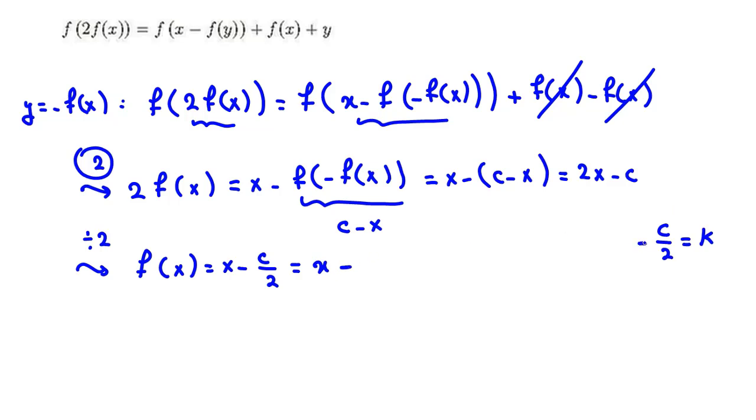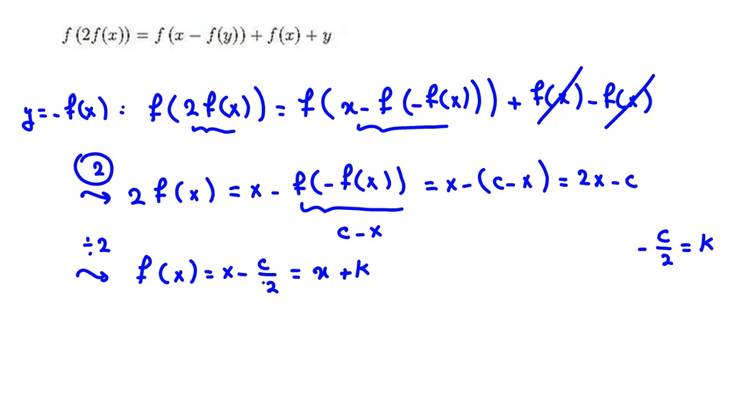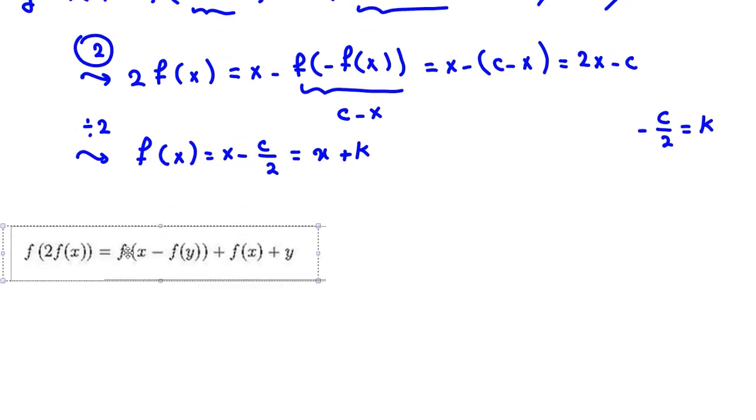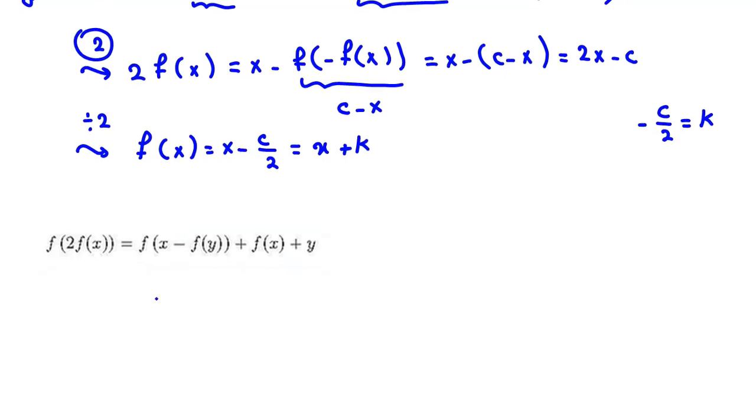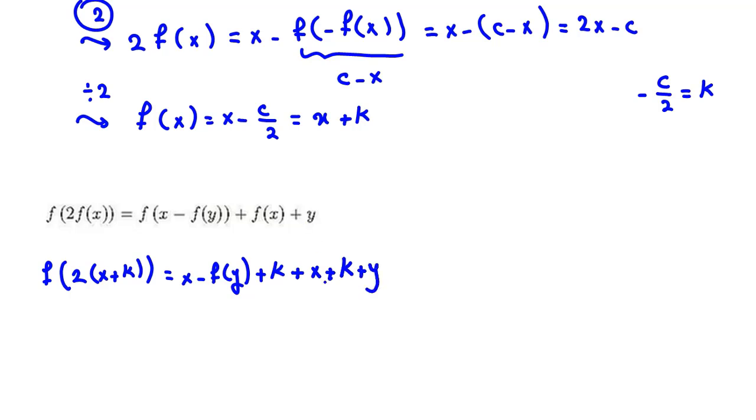So here it will be x minus k. Okay, or let's do something. Consider k equals negative c over 2. It will be x plus k. Now that we've reached here, f of x equals x plus k, I want to again consider the main equation. I use this. I say it is f of 2f of x. F of x is x plus k, equal to f of this part. It will be x minus f of y, plus k. And the next one is x plus k. And the next one is y.